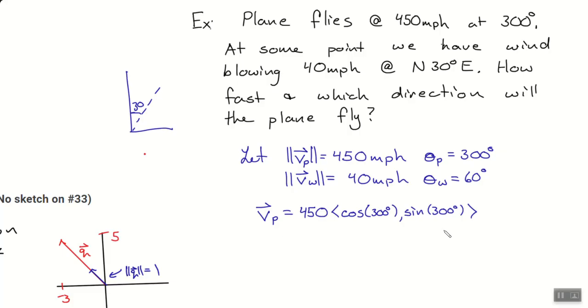Cool. So here's my components I'm going to be able to get out. This is the plane in the x direction. This is the plane in the y direction. Can we do the same thing with the wind? Okay. What's the magnitude of the wind? 40 miles per hour. And cosine of 60 degrees. And sine of 60 degrees.